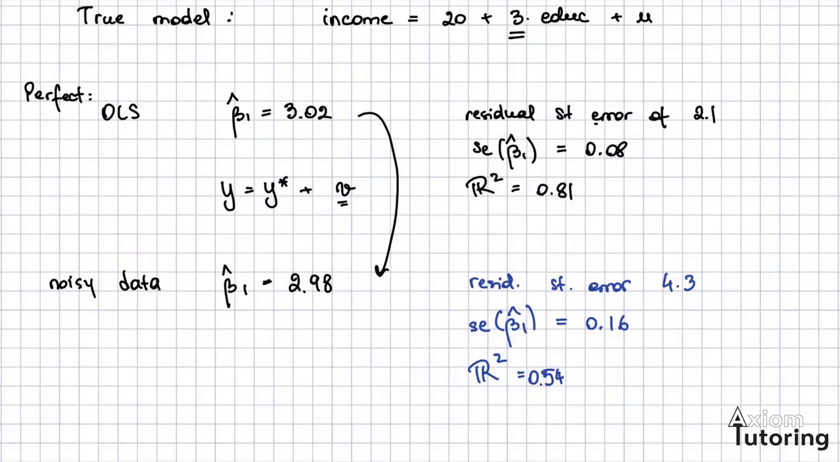Unfortunately, when measurement error occurs in the independent variable X, the regression behaves very differently and we will be introduced to something called attenuation bias.